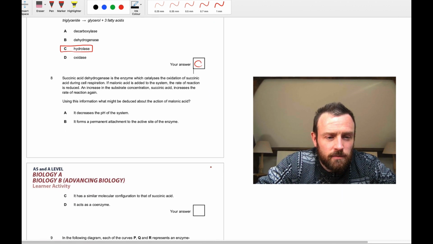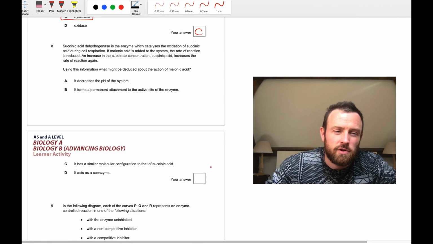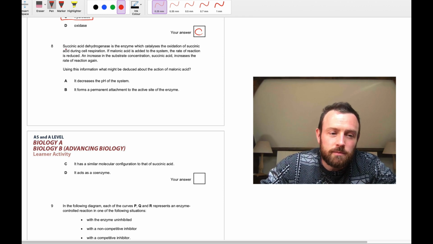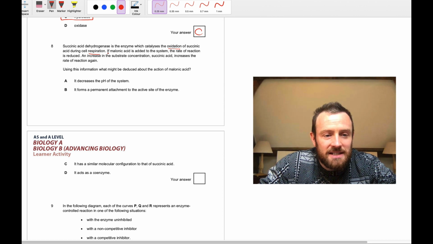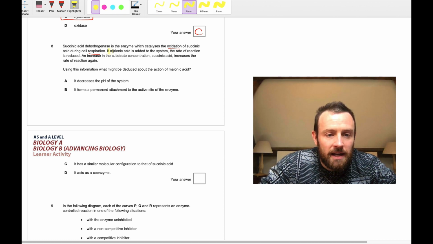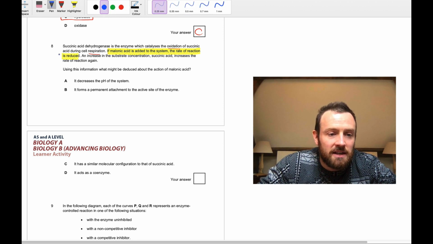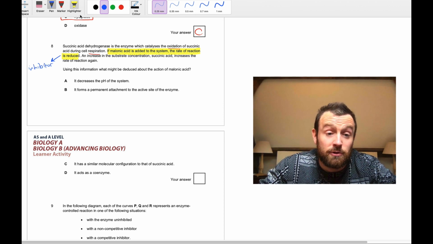Okay, 8. Got a little bit of text to read here. Got to fully understand it before we try and answer it. So, succinic acid dehydrogenase is the enzyme which catalyzes the oxidation of succinic acid during respiration. If malonic acid is added to the system, the rate of reaction is reduced. Okay, well that bit there tells me that it's an inhibitor, because it reduces the rate of reaction. But what type of inhibitor is it?